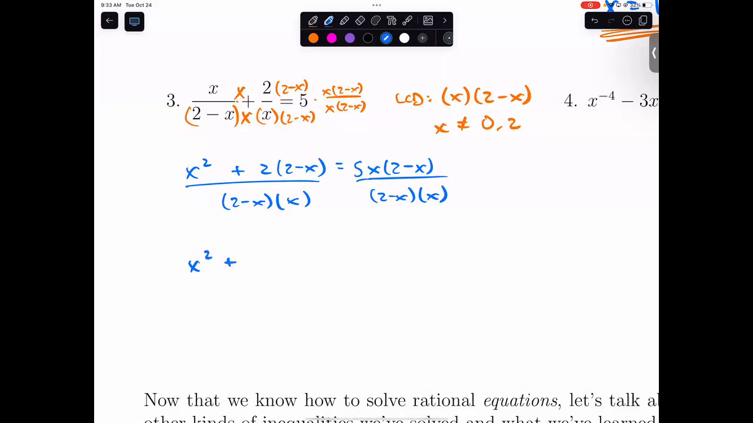And that means we've got X squared plus, what is that, 4 minus 2X is 5 times X times 2, 10, minus 5X squared. I'm doing a couple things at once, right? I distributed here and also cleared out the fractions.